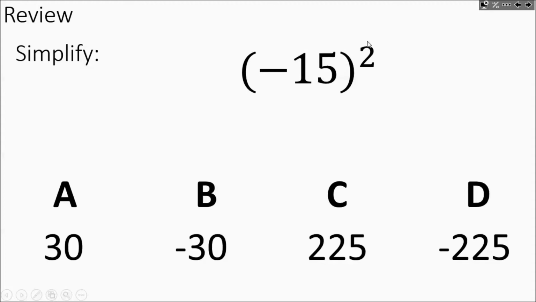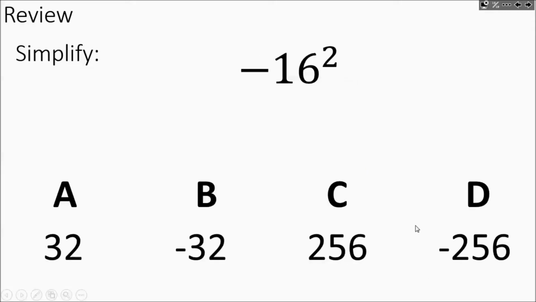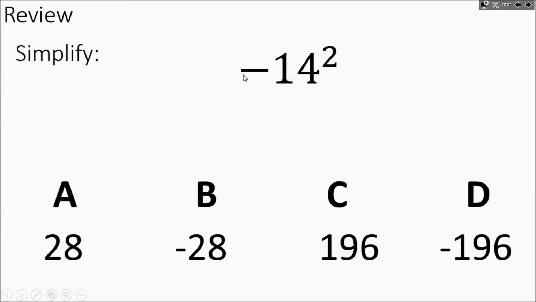Negative 15 to the second. Hopefully you can narrow it down to C or D. Hey, negative, 2 of them included, so it's going to become a positive. Negative 16 to the second. It's not in parentheses, so the answer is definitely negative. And then 16 times 16 is going to be 256. It's definitely going to be negative because the negative's in the front. It's not in parentheses. So it's going to be negative. 14 times 14 is 196.